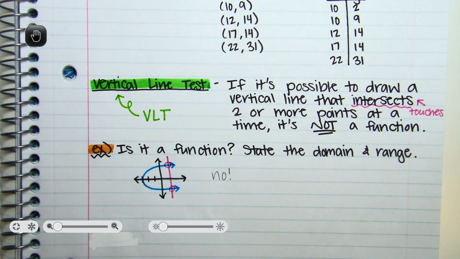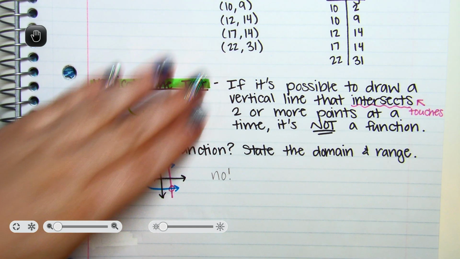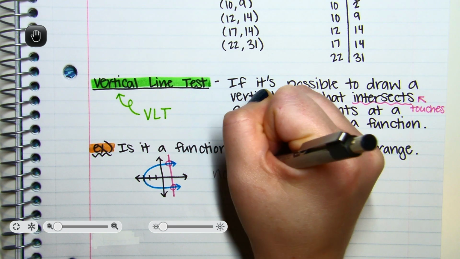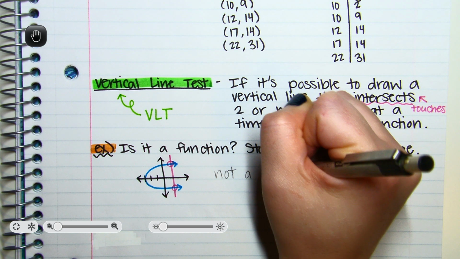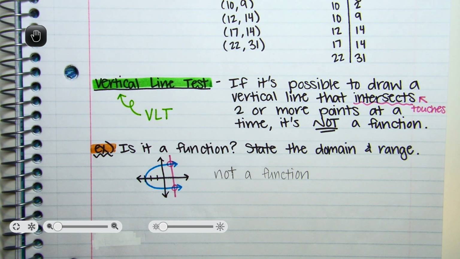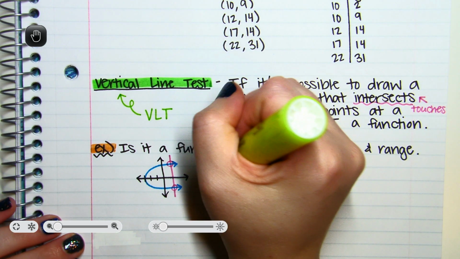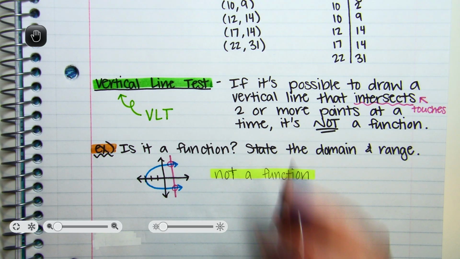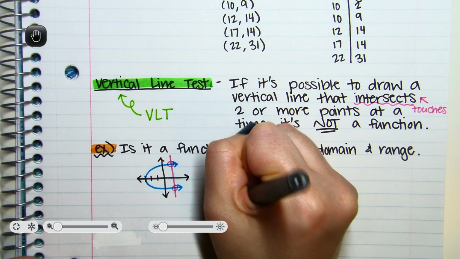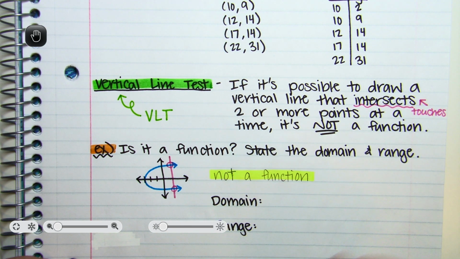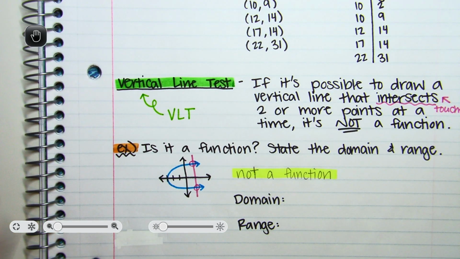So you can say no, or you can say, actually I'm going to change that to a T and say not a function. So it is not a function. But I still want to state the domain and range. So my domain and range. Now, if you just call that D and R, that's fine. I'll refer to them as that later on.